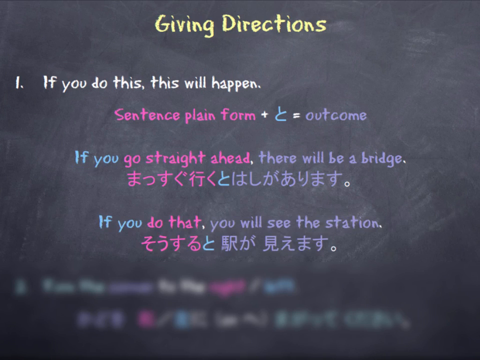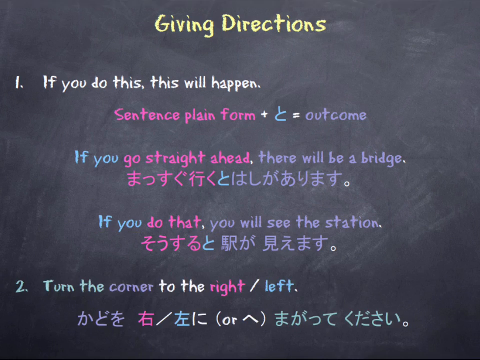Let's take a look at a second example. If you do that, you will see the station. そうすると駅が見えます. So again, we can see here that we have our sentence in its plain form, and that is そうする, suru from the verb します. We've linked that with the particle to our outcome. 駅が見えます. You can see the station, or you will see the station.